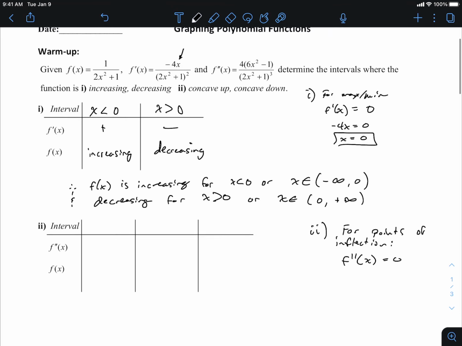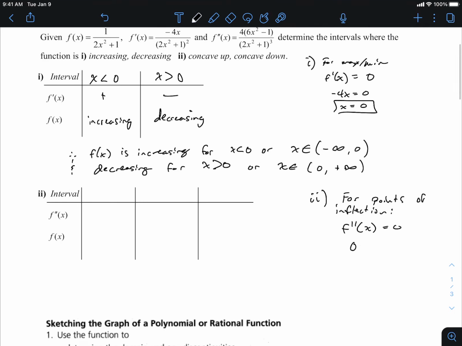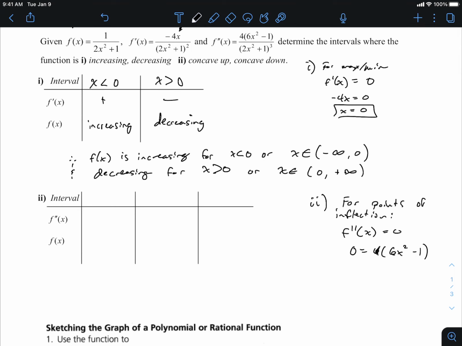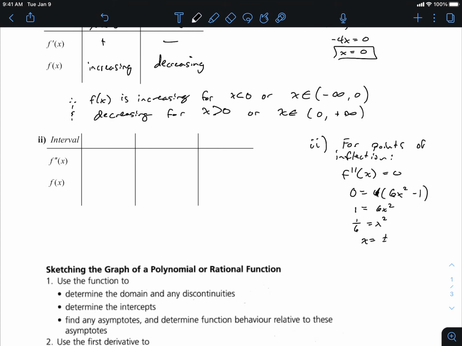When we do that, same idea, the denominator is going to get consumed by the 0, and so we're going to get 0 equals 4 times (6x squared minus 1). And then the 0 is going to consume the 4, that doesn't matter. Then I'm going to bring the 1 over, and I get 1 equals 6x squared. So 1 over 6 is equal to x squared, so x will equal plus or minus the square root of 1 over 6. Okay, so we have 2 inflection points here.